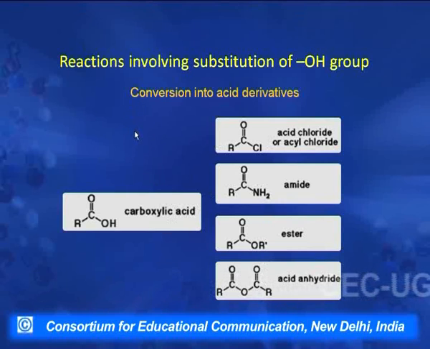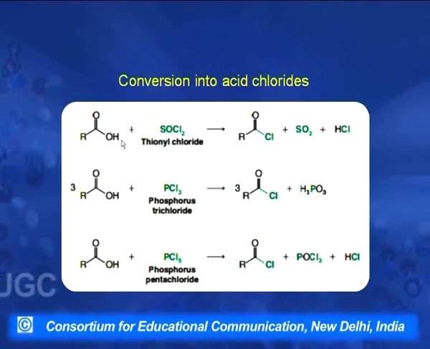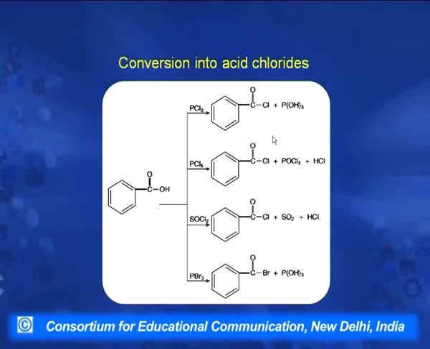Let us take up these reactions. Acids can be converted into acid chlorides by using reagents like thionyl chloride, phosphorus trichloride, or phosphorus pentachloride. All these reagents will displace the OH by Cl. The best method for preparing acid chlorides from carboxylic acids is by using thionyl chloride, because the two side products which are formed are sulfur dioxide and HCl, and both are gases. So they can be easily lost, and we will get a pure product if we take the calculated amount of acid and thionyl chloride.